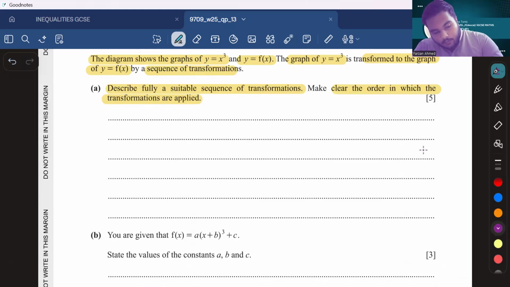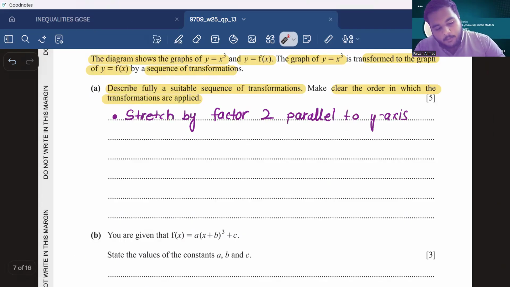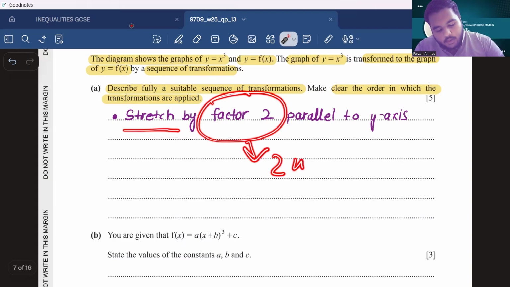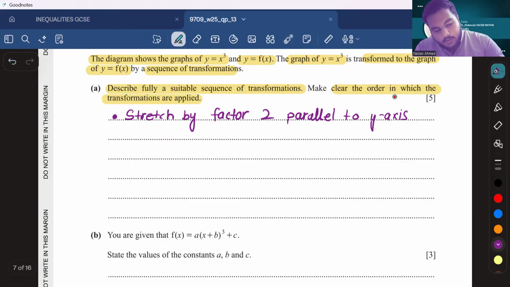So the first description we got is that it is a stretch by factor 2. Why 2? Because we have 2 units. Factor 2, parallel to the y-axis. So it has been stretched by factor 2, because we have 2 units, and it is stretched parallel to the y-axis. Sorry, my screen had stopped. The first description we have discovered, right?